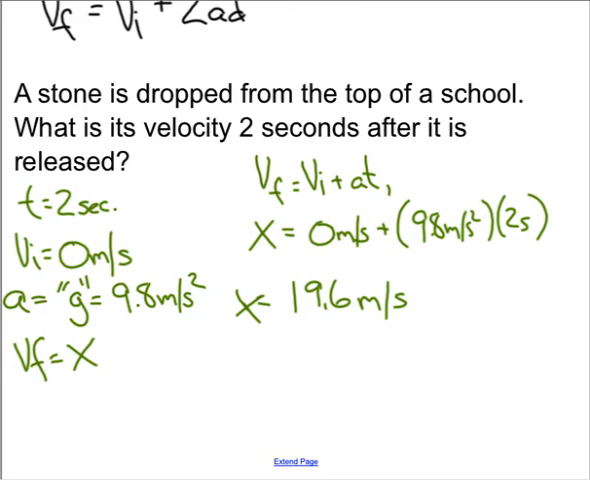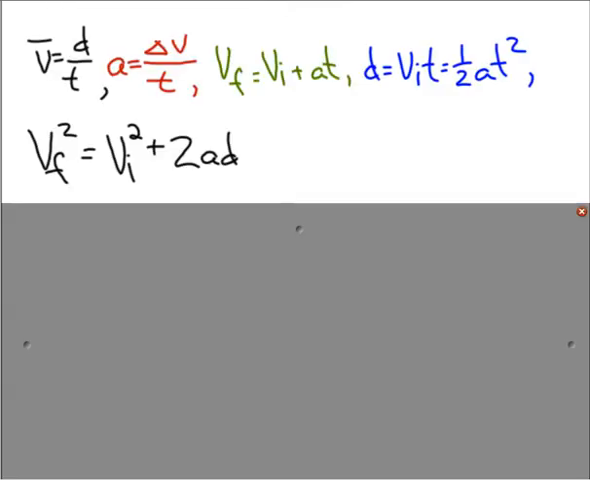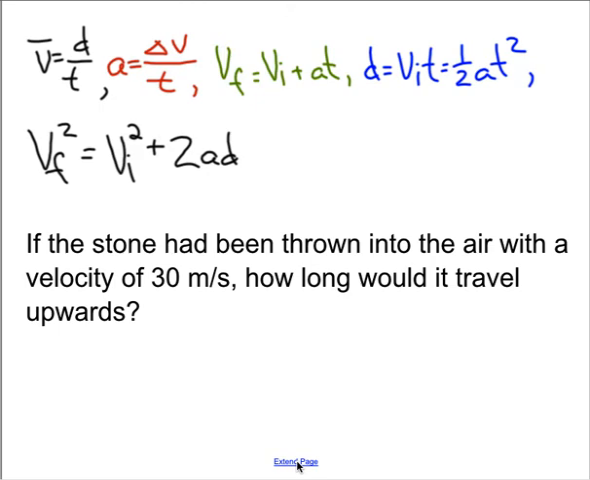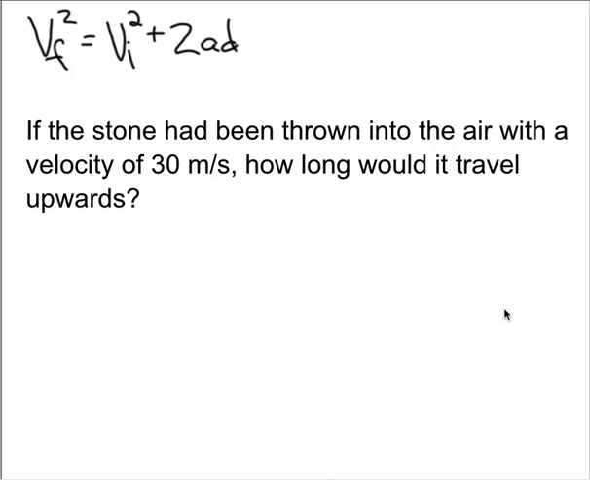Okay, I think we have time for one more problem. And this time I really mean it. It's one more problem. Let's get to it quickly. There's the formulas. There's a question. This one's a little different also. It's saying if the stone had been thrown into the air with a velocity of 30 meters per second, how long would it travel upwards?